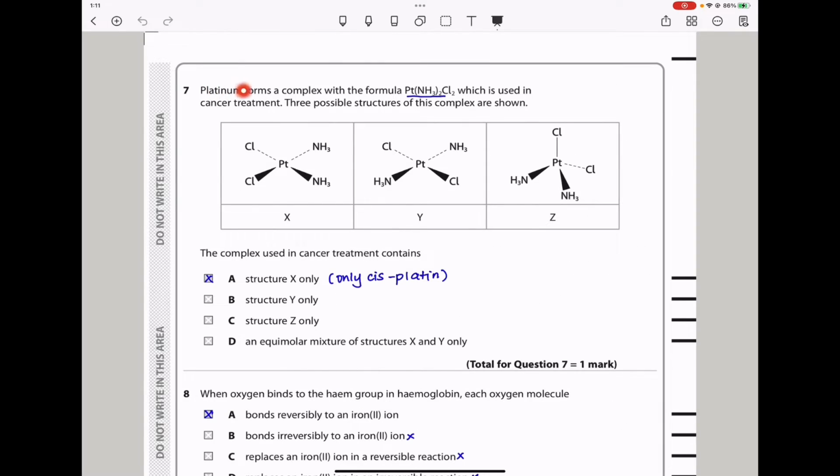In question 7, platinum forms a complex with a formula shown, which is used in cancer treatment. 3 possible structures of this complex are shown. The one used in cancer treatments is cisplatin only. So they ask which complex is used in cancer treatments; this is going to be X, which is cisplatin. So A is my answer.